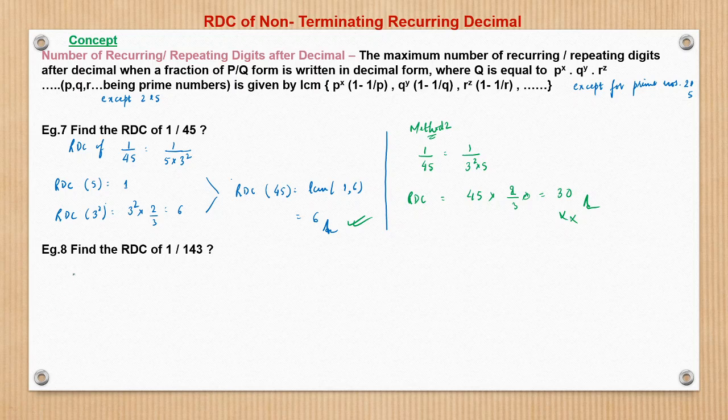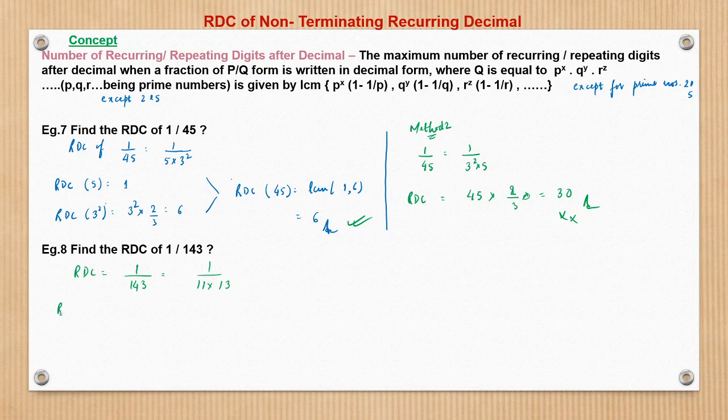Now we will take another example. Here the RDC is of 1 upon 143. Is 143 prime? How do we check for a prime? We take a square root. The nearest square root is 11. So we check 11, 13, and yes, 143 is 11 into 13.